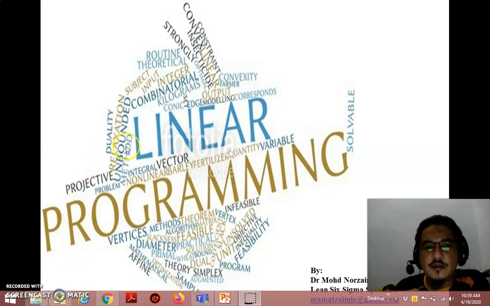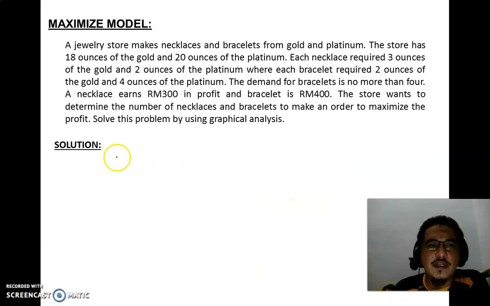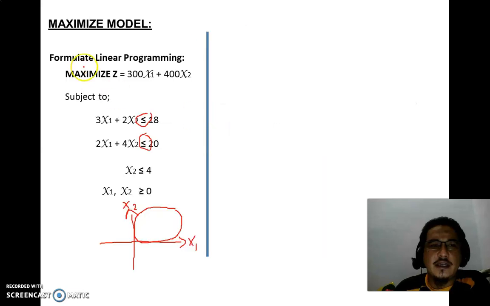So in the previous video, we learned about the maximization problem, or maximization model. Actually, as I mentioned earlier, linear programming only has two models. The first model is maximization and the second model is minimization. For the maximization, why do we use maximization? Because of the profit. The difference is only in the linear programming, which is maximize Z.